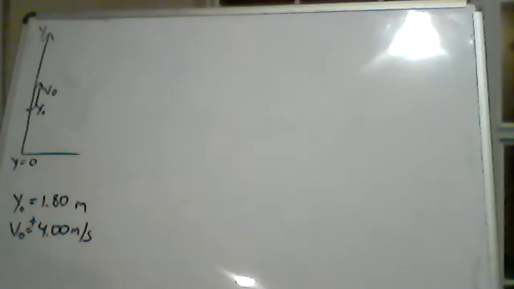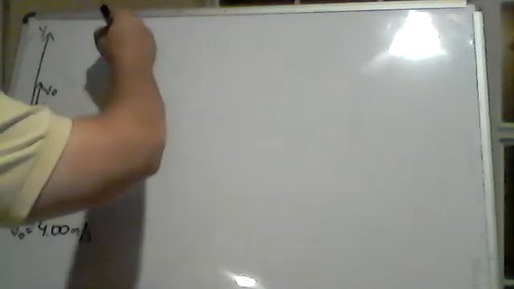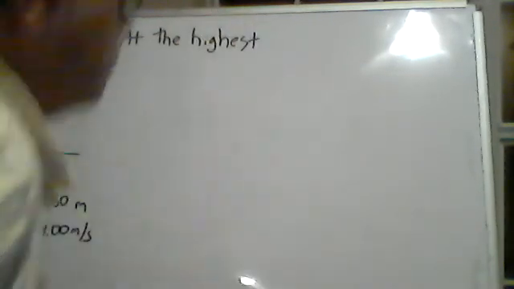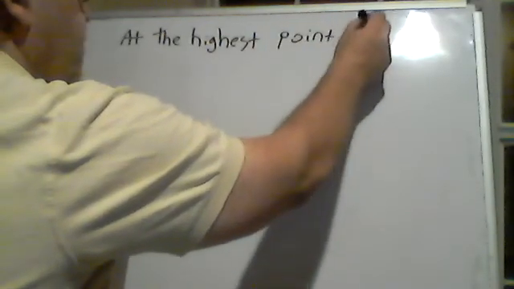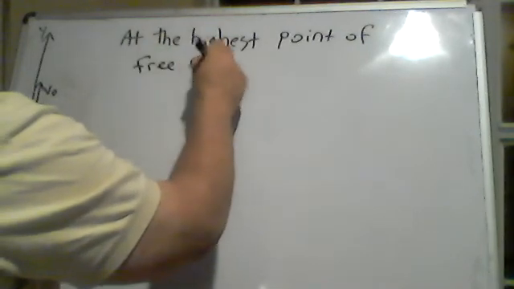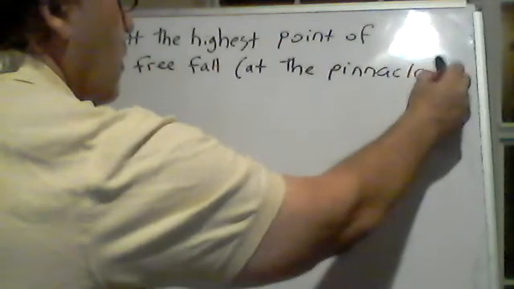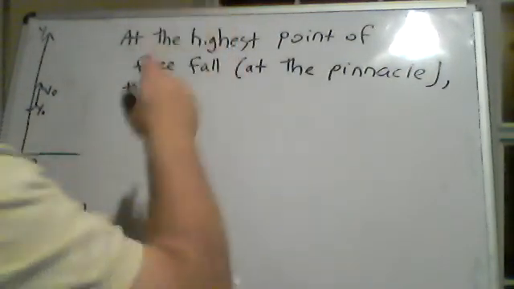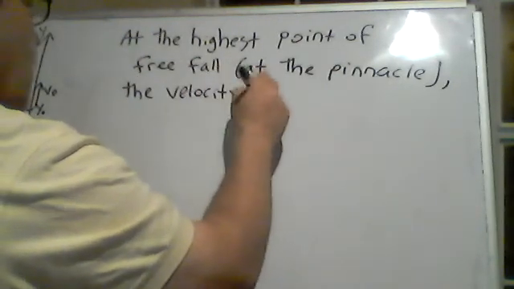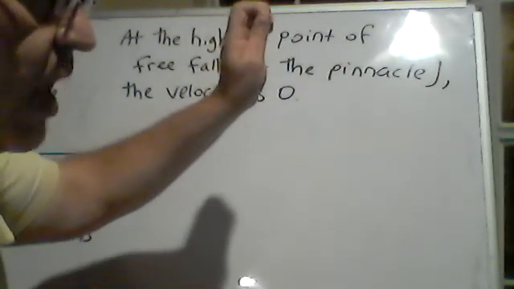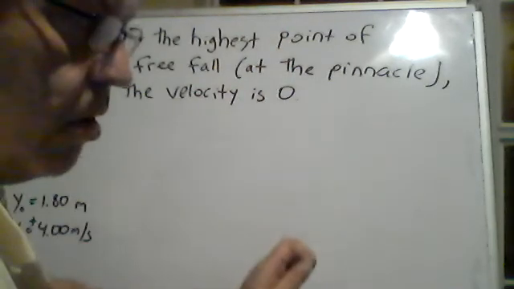One way to attack that problem is to ask, well, when is her velocity equal to 0? Remember, at the highest point of freefall, or at the pinnacle, as we would say, the velocity is 0. She temporarily stops. She has her fastest velocity initially off the board. She slows down, eventually stops momentarily with a 0 velocity, then she starts to fall and accelerates downward.